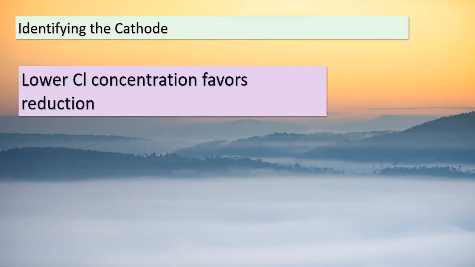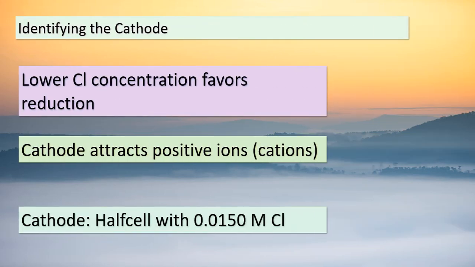Great job! Now, pay attention. The cathode will be the electrode with the lower chloride concentration. Why, you ask? Well, because a lower chloride concentration favors reduction, and the cathode is where reduction occurs. And that's not all. The cathode attracts positive ions or cations. So, in this case, the cathode is the half cell with the chloride concentration of 0.0150 M.